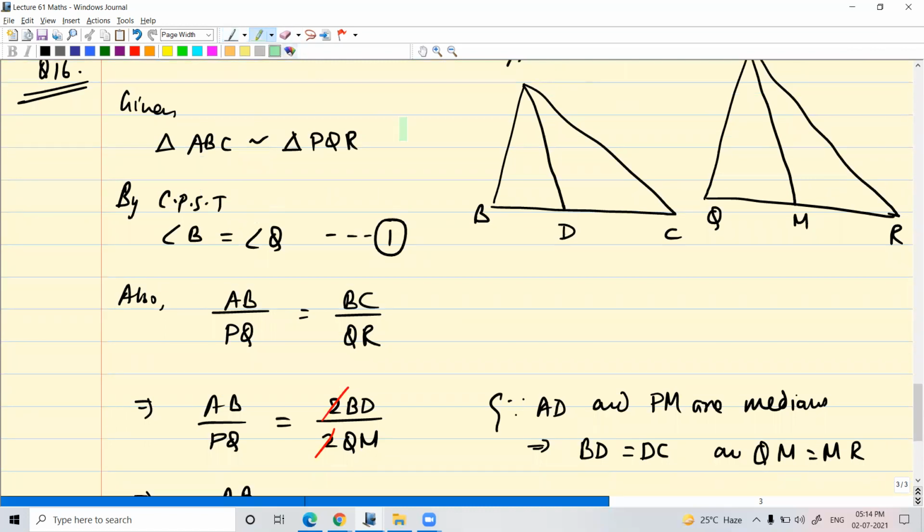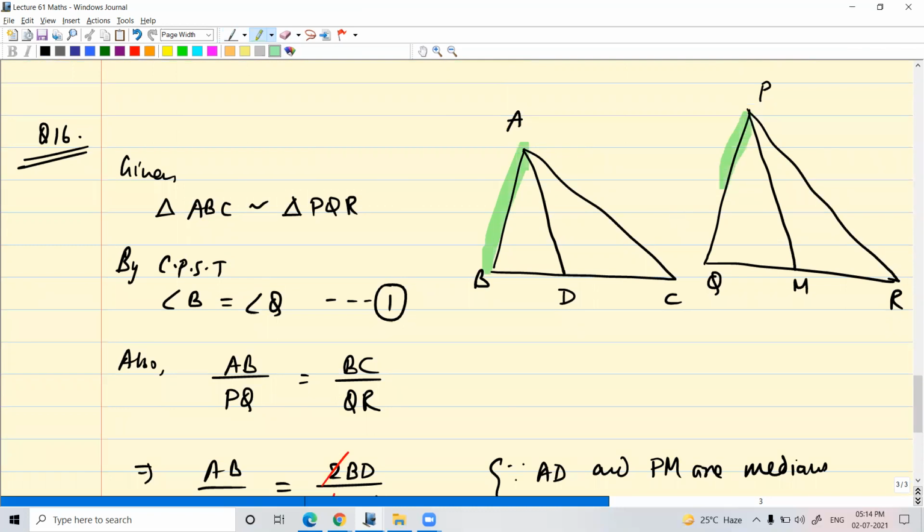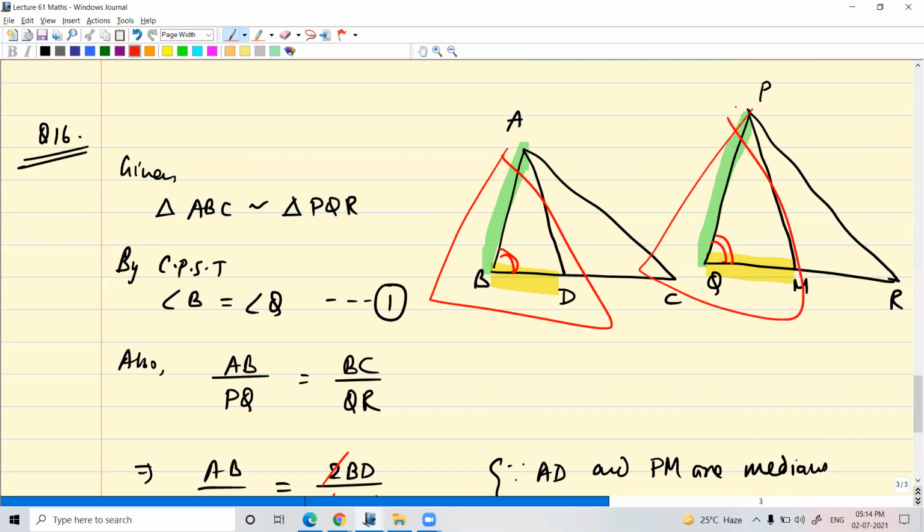So what happened? AB by PQ is equal to BD by QM, and also, it was already given that ABC and PQR are similar triangles. So angle B will be equal to angle Q. So this will become SAS criteria, right? SAS similarity rule. What will happen? Triangle ABD will become similar to triangle PQM.